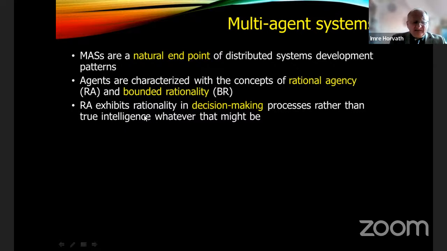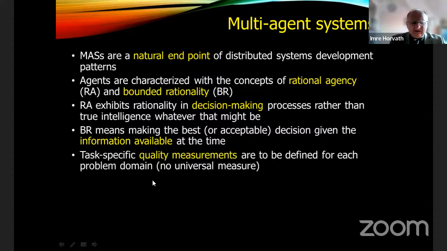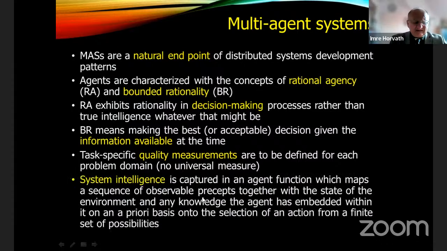Rational agency exhibits rationality in decision-making processes rather than through intelligence, whatever that might be. Bounded rationality means making the best or acceptable decision given the information available at a given time. Task-specific quality measures are to be defined for each problem domain because there is no universal measure for characterizing the overall interactive behavior of multi-agents in a system.